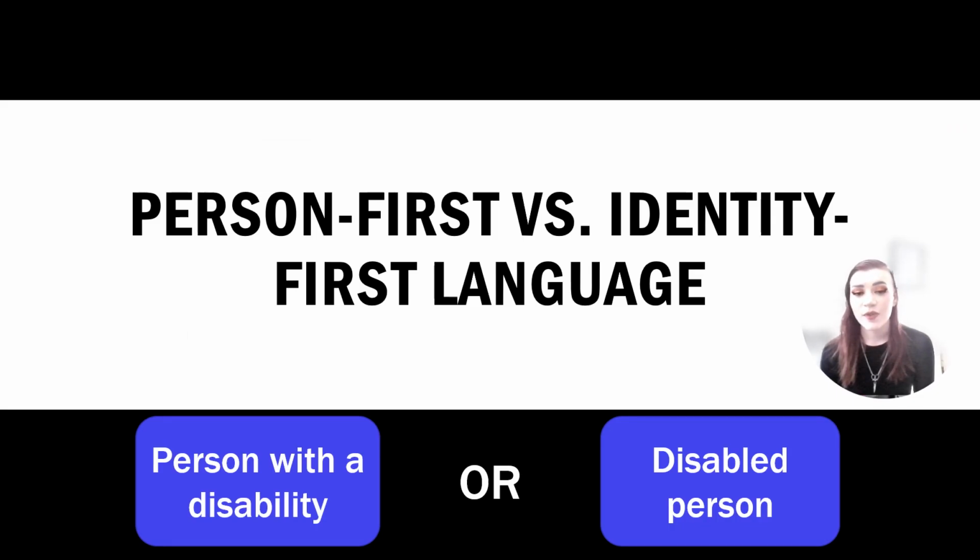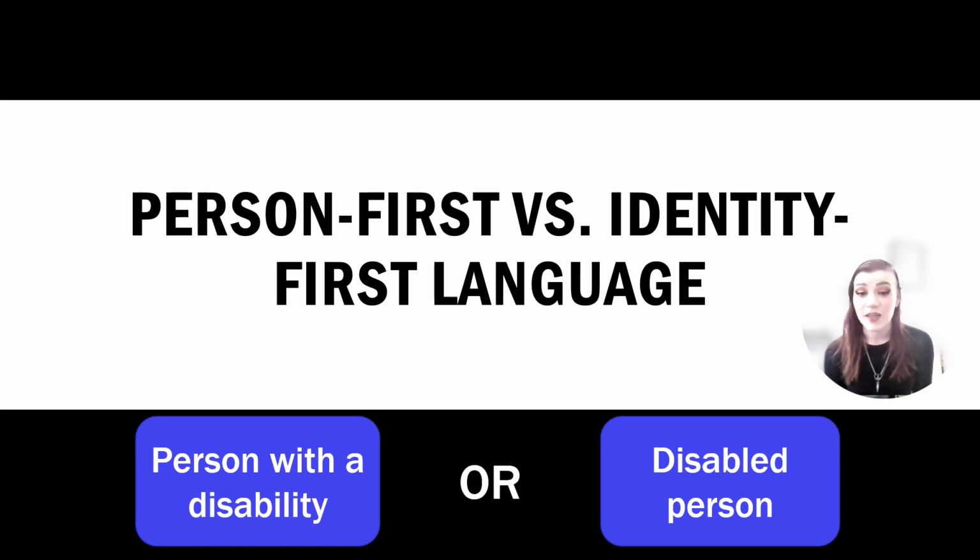Another important concept to address early on in the semester is this idea of person first versus identity first language. We're going to talk a lot about disabilities throughout this class, so it's important that we understand the difference between person first and identity first language. So person first language would be saying something like a person with a disability, or a person with autism, a person with cerebral palsy. We also have identity first language, which would be like saying a disabled person.